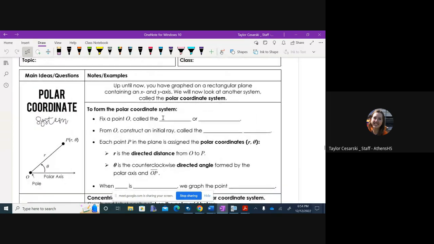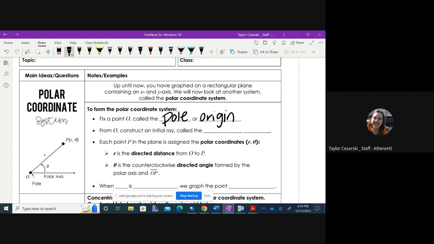So up until now, you've graphed on a rectangular plane, meaning there's an x-axis and a y-axis. So we're now going to look at another system called the polar coordinate system. This can be helpful if you're talking about navigation of things or directions or anything like that. So fix a point O called the pole or the origin. That's exactly what you would think of, exactly in the middle.